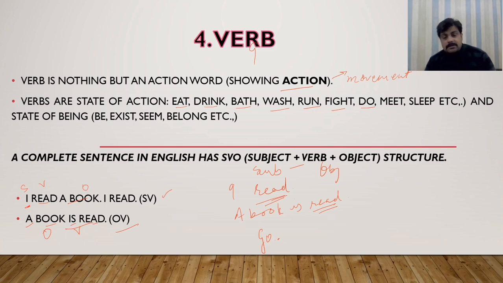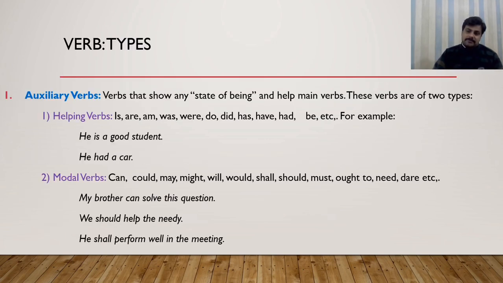So what you learned? You can write a sentence without a subject, without an object, but not without a verb. Even you can write a sentence with only one word, that is a verb. Go, open, come, do. Okay, so these are the verbs. Types of verbs. There are generally two types of verbs, broadly speaking: auxiliary verbs and main verbs.